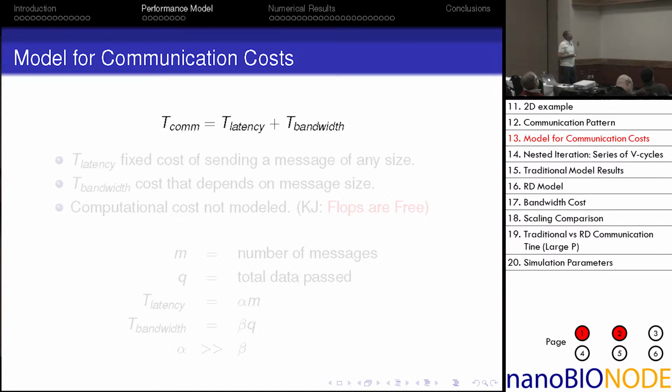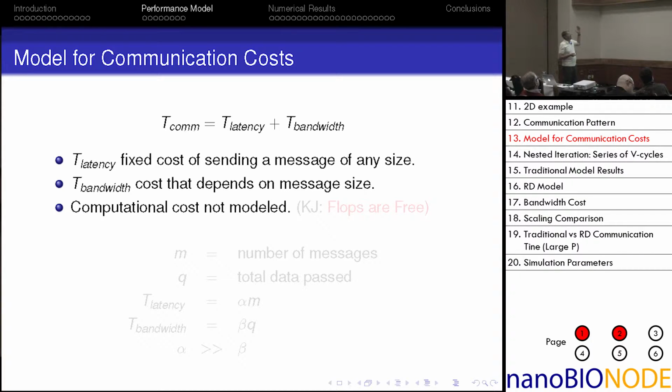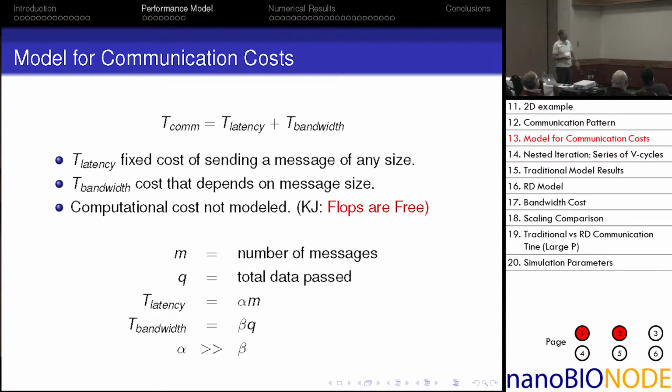So here's the model for communication. You know what the latency and the bandwidths are. And in this model, we're not even going to bother looking at the computational part because, according to someone here in the audience, flops are free. Right? Okay. So we'll forget about that part and only look at the communication. And of course, here's the number of messages, the total data passed. Here's just the parameters. I'm going to go through this quickly.